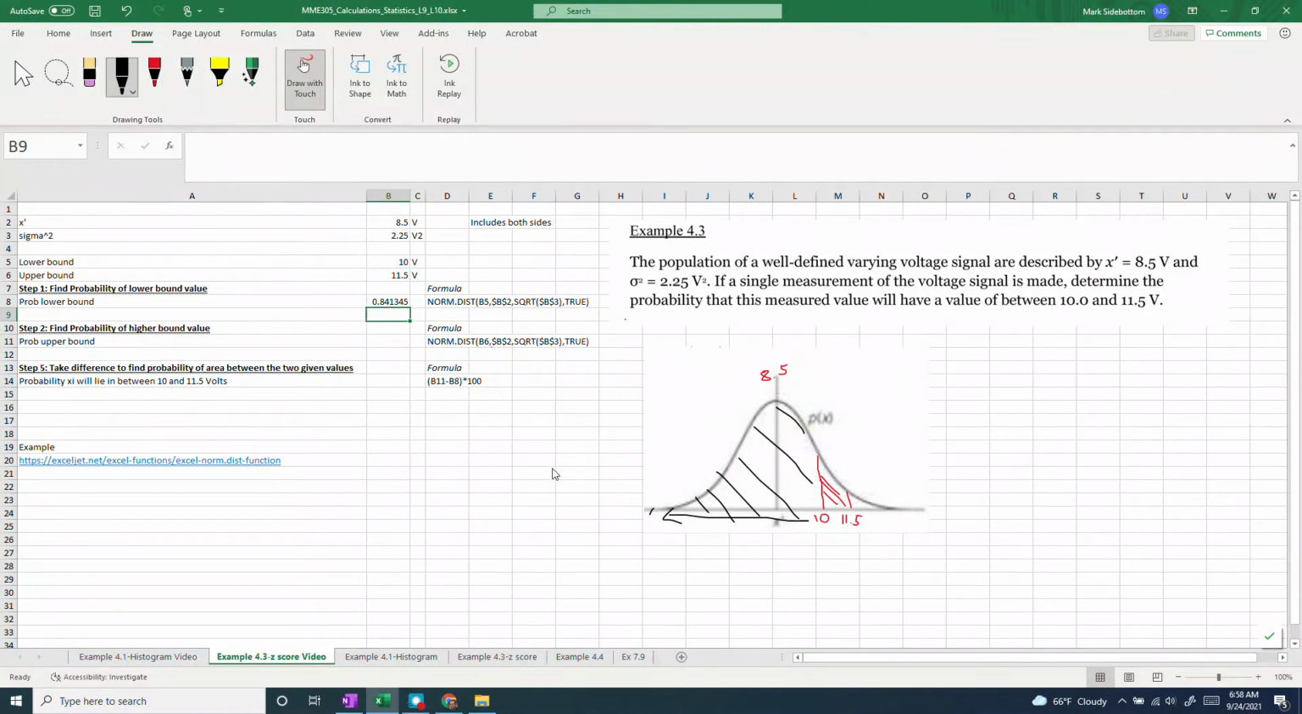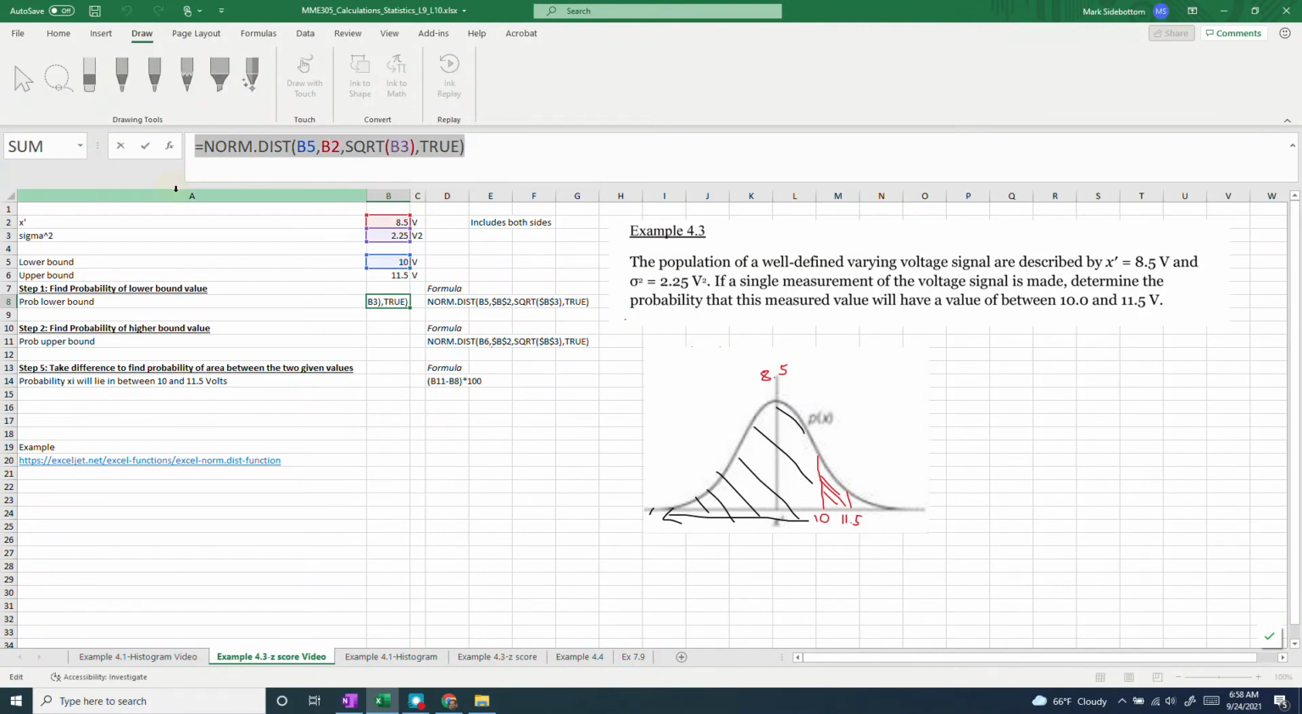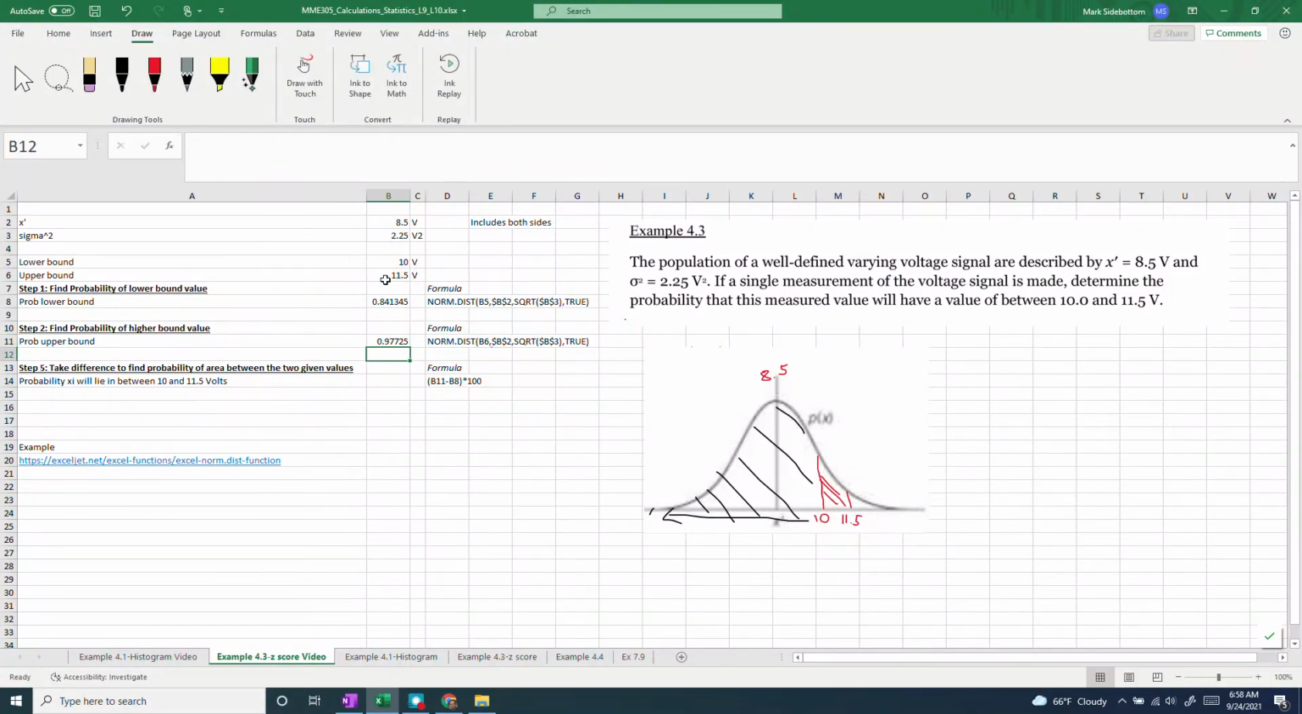We can repeat this process for the second value. I'm just going to copy this equation down, but instead of the lower bound value, we're going to use the upper bound value. Everything else remains the same. We do that and we get 97%.